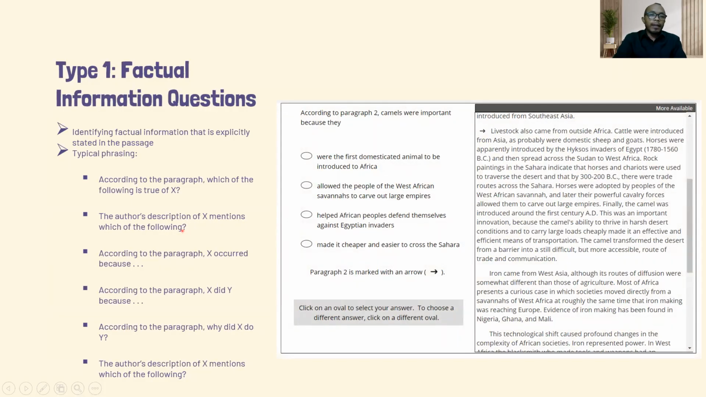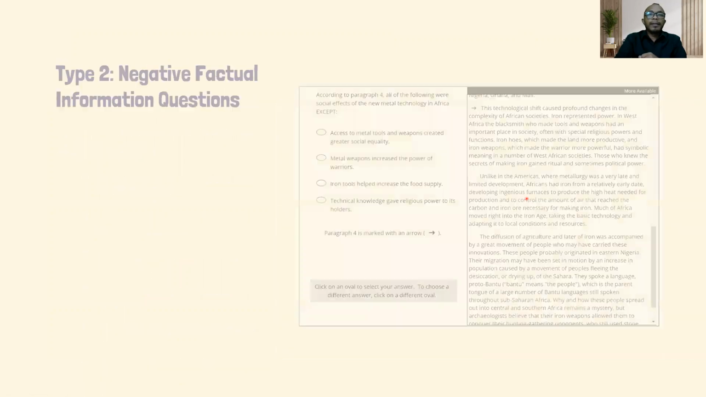All right. And then it can also be phrased as you can see in the examples, like according to the paragraph, something occurred because so and so, or why did something do something. All right, so basically it's asking you to identify a specific piece of information from the passage, which is clearly or explicitly stated. Okay, that's about factual information.